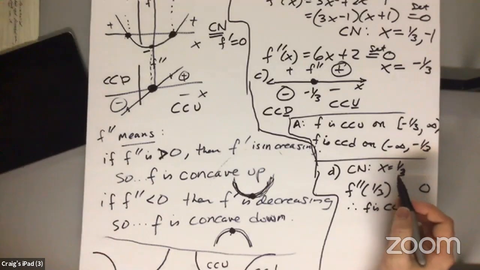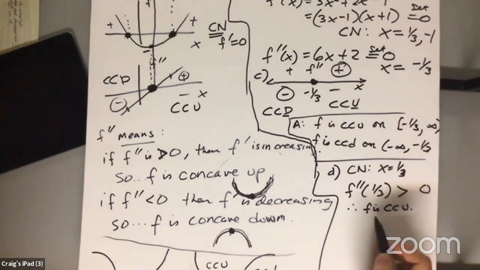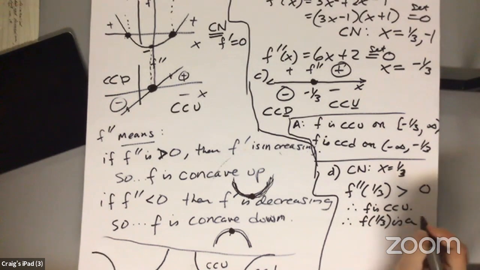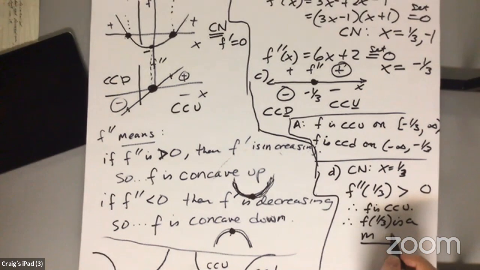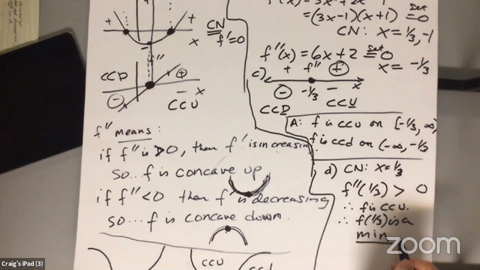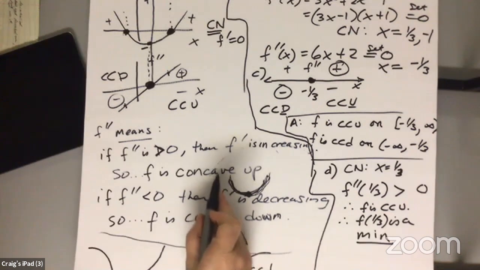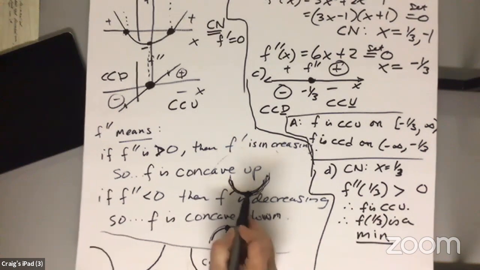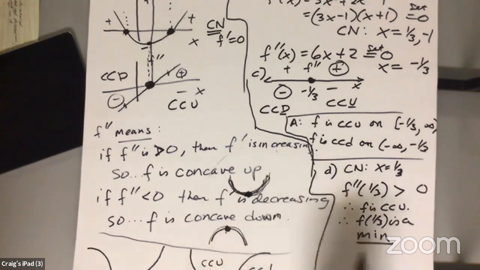So at the critical number, where I may have a max or a min, I've now figured out that the function is concave up. Therefore, f of 1/3 is a max or a min. And again, this is the tricky part. If the function is concave up, if the second derivative is positive, it's actually a minimum. Okay, the minimum because it's concave up. So concave up actually means, oh, you think it looks like a smile, it's all happy and positive. No, it's a minimum. Okay, it's at the bottom. The function's at the bottom there.